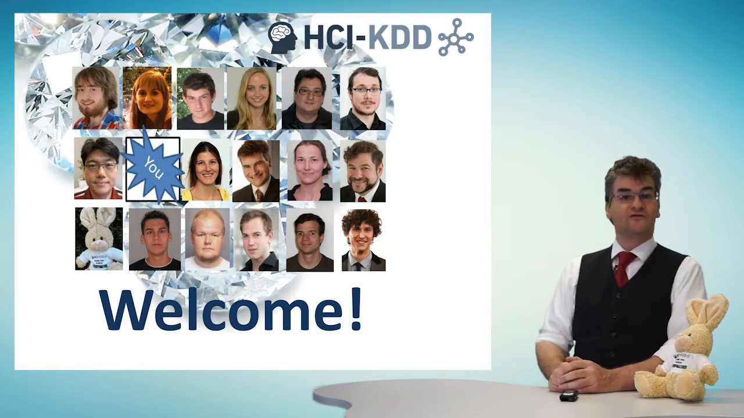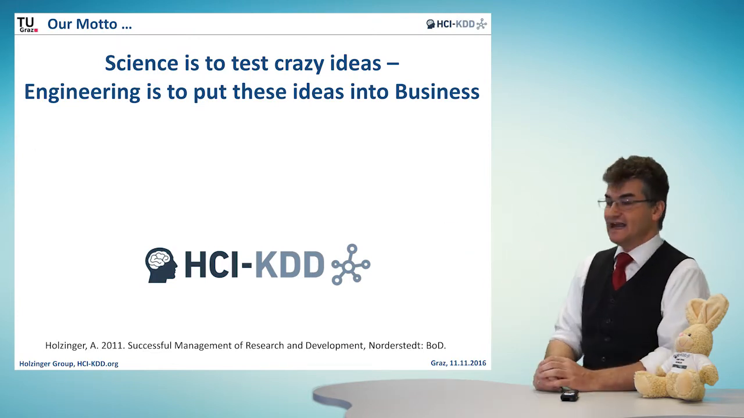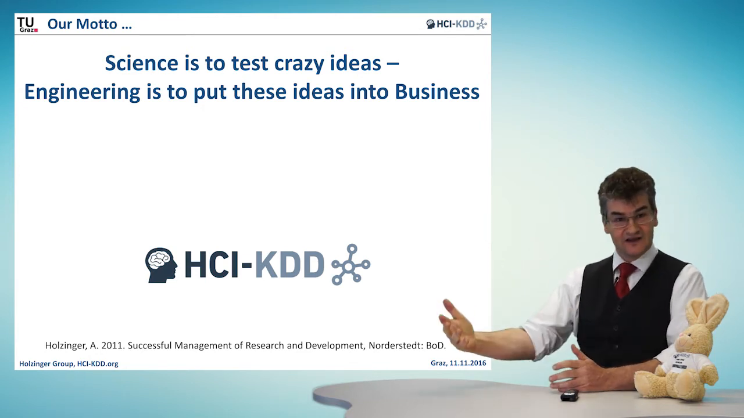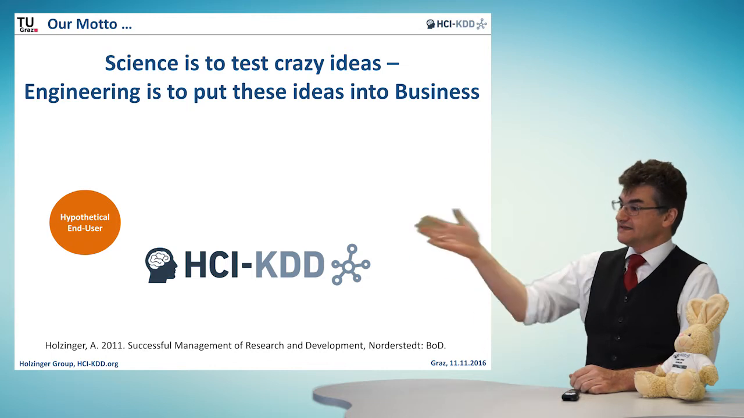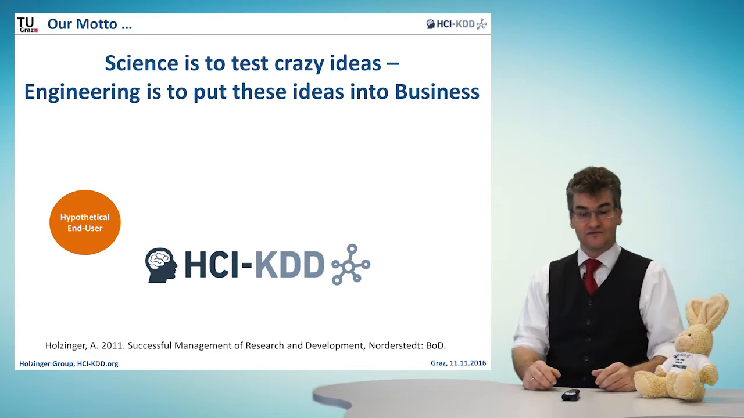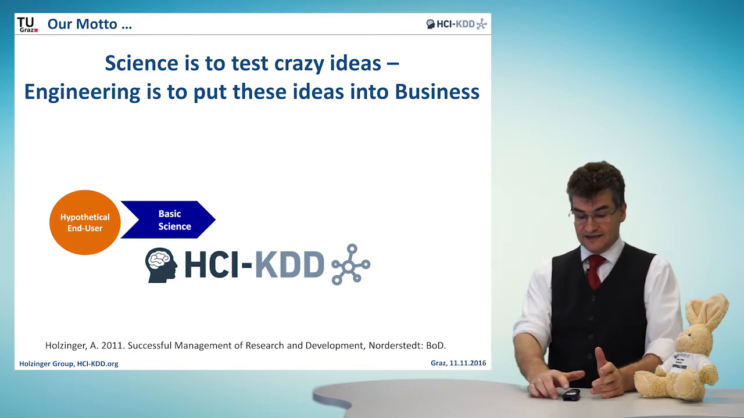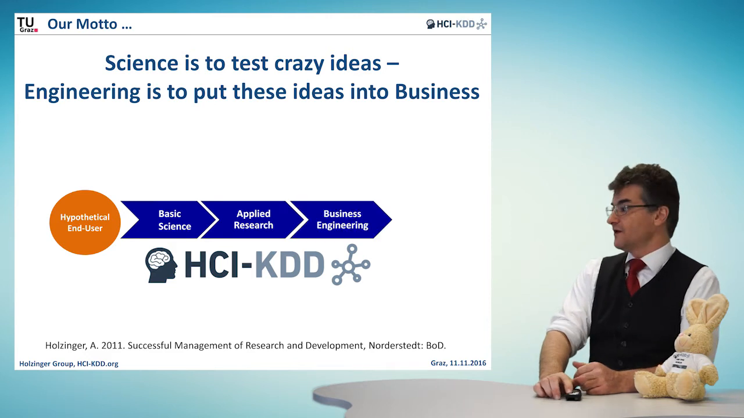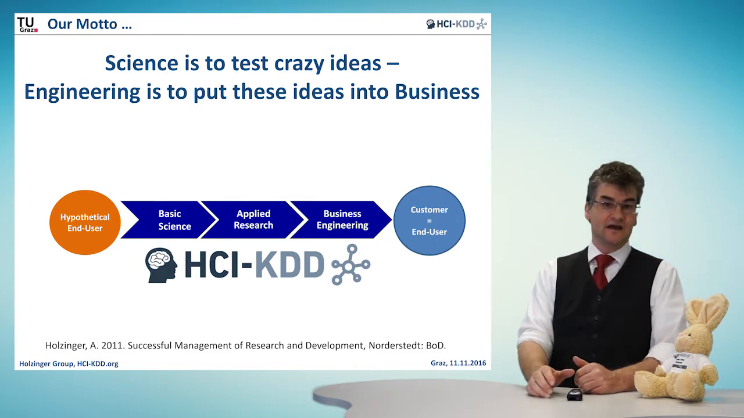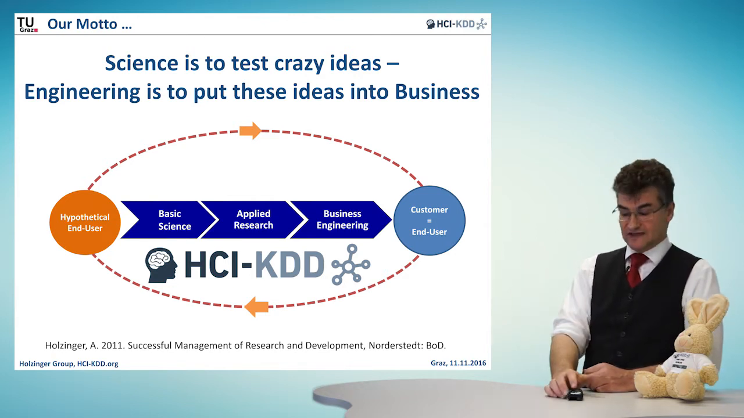So we are a group of crazy people. We like to do crazy work, and we have a motto, and the motto is science is to test crazy ideas, but engineering is to put these ideas into business. So at the end of the day, we want to have something practical, but we start with hypothetical end user questions. So we envision the future, what could be interesting in the future. Then we start with basic science. Of course, we do some theoretical basic science, but then applied research, solving problems in the real world, and this with the aim to have at the end of this chain a customer, an end user, who is then using our equipment, algorithms, tools, methods, and so on.